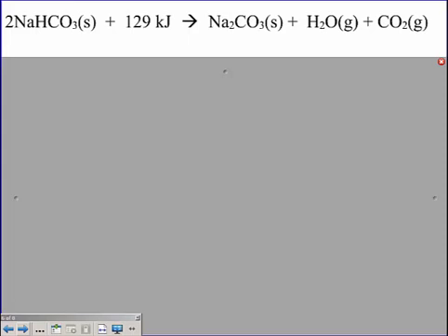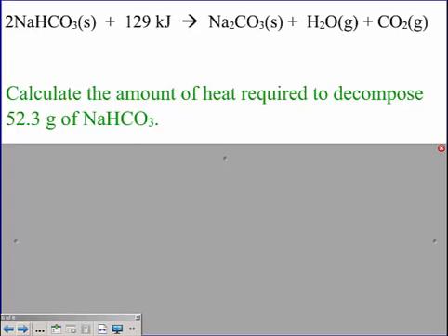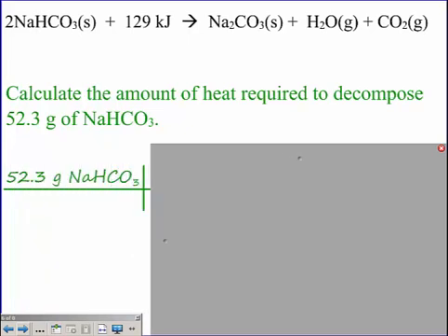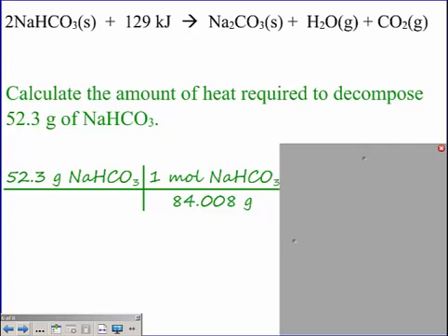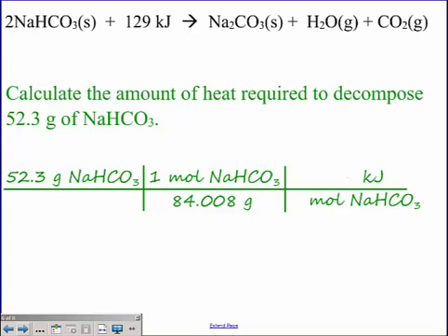To calculate the enthalpy change for a question like this, when 52.3 grams of sodium hydrogen carbonate react, we first convert from grams to moles using the molar mass of that compound. Then write our conversion factor: 2 moles of sodium hydrogen carbonate in this case is positive 129 kilojoules of heat being absorbed at the same time. When we solve, we get an answer of positive 40.1 kilojoules.